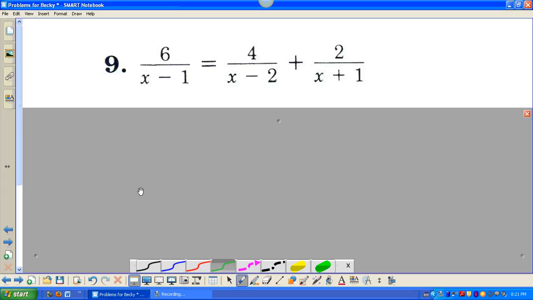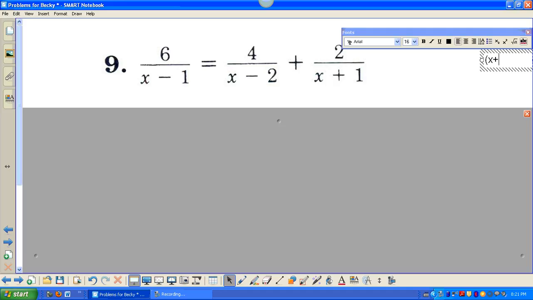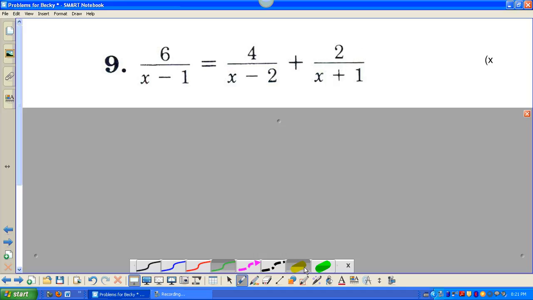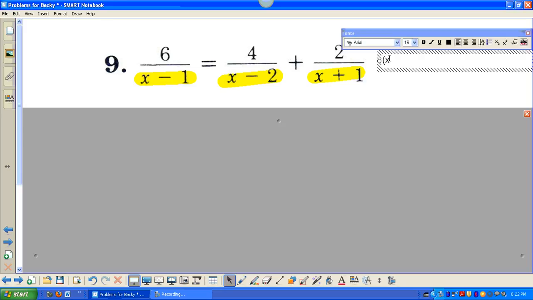On problem 9, 9's kind of a bugger. It's a bugger because your least common denominator that you're going to multiply both sides with is not kind. When you look at the denominators, notice that I have a binomial term of x minus 1, a binomial term of x minus 2, and a binomial term of x plus 1. None of those are the same, so you're going to end up with a common denominator of x minus 1 times x minus 2 times x plus 1.